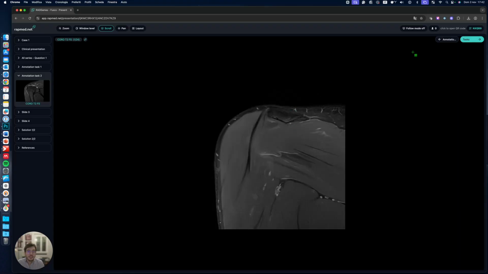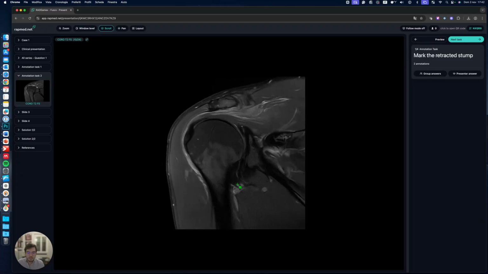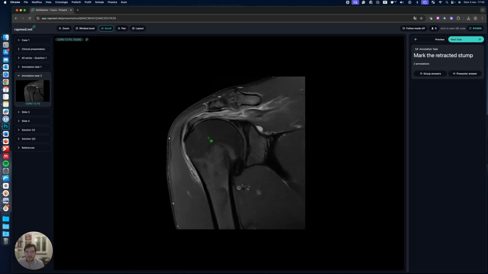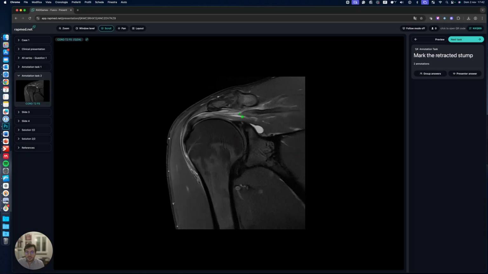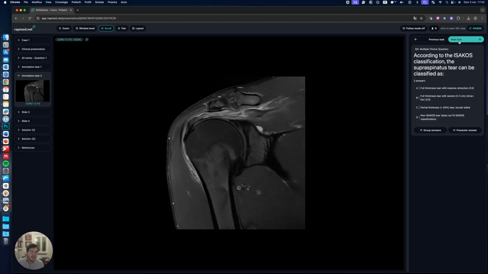The next task was to mark the retracted stump. We have already seen it, it's here. These are the retracted fibers from the myotendinous junction. We also asked if this tear can be classified according to the ISAKOS classification, which is the best known arthroscopic classification for rotator cuff tears.